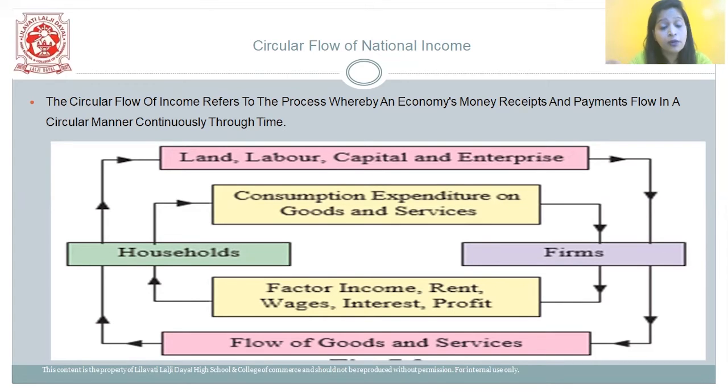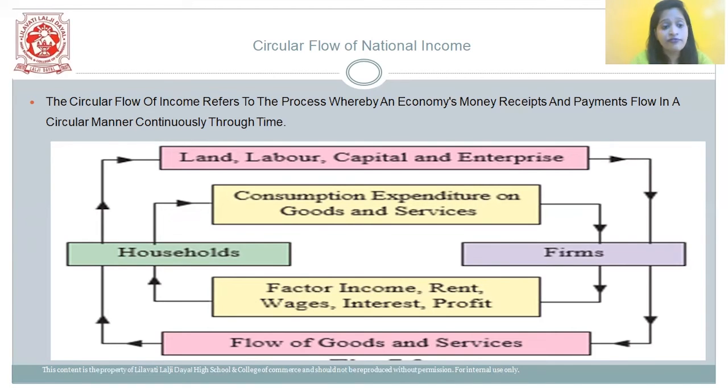The firm then uses the factors of production and produces goods and services required by the household. Thus, the goods flow from the firm to the household. So this flow, students, is called the product flow. From the household it is flowing to the firm, and from the firm again it is flowing to the household. That is termed as the product flow.